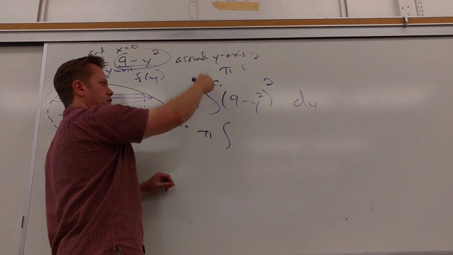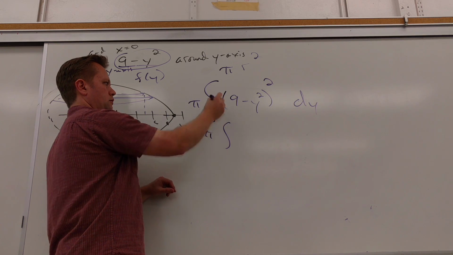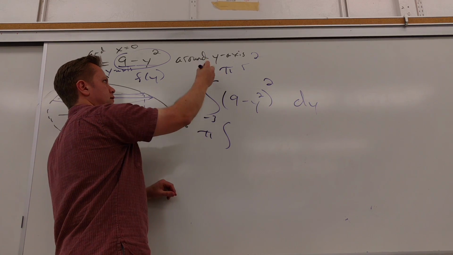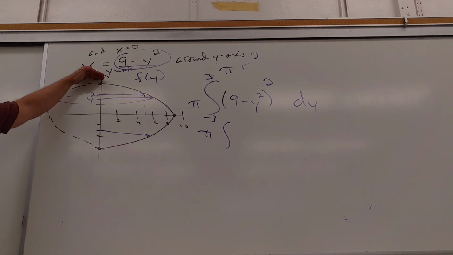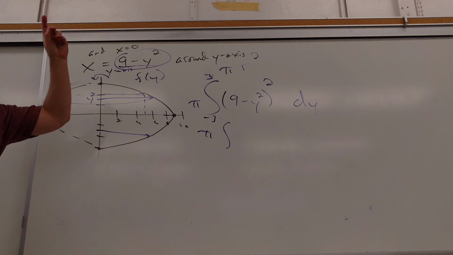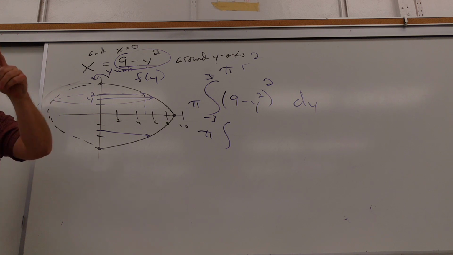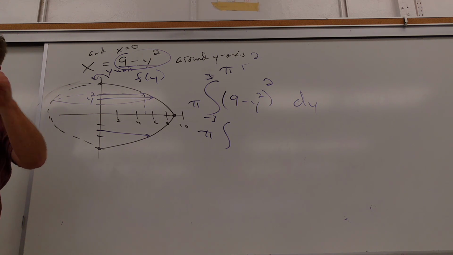Now, I'm sorry, what are my limits here? Negative 3 to 3. Now, in this case, does anybody notice, could you go from 0 to 3? Yeah, if I did 0 to 3, because why do I know this? It's symmetric.